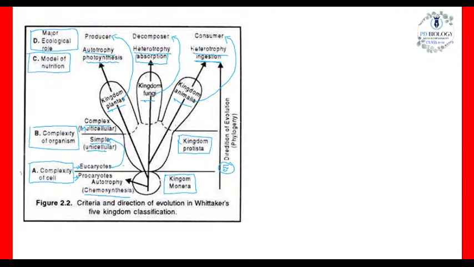So the complexity of the cell, number one. Number two, complexity of organism. Number three, mode of nutrition. Number four, major ecological role. And number five, the direction of evolution, that is phylogenetic relationship. That's very important. What are the criteria of five kingdom classification?